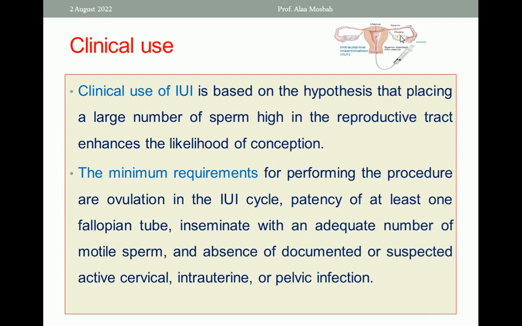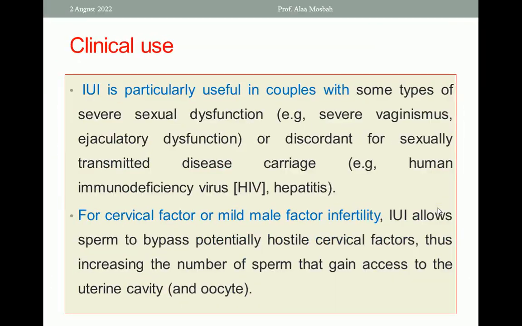What else is needed as a minimum requirement? Adequate number of motile sperm and absence of documented or suspected active cervical or intrauterine or pelvic infection. There must be no pelvic infection or cervical or intrauterine infection. Okay, this is the minimum required.